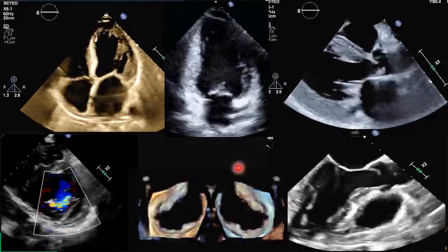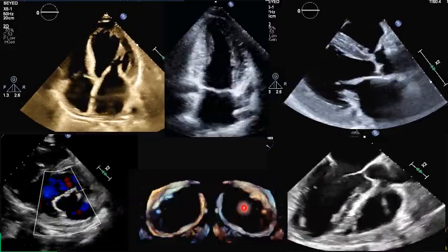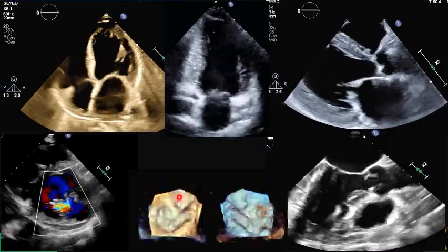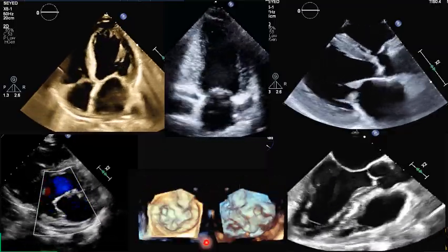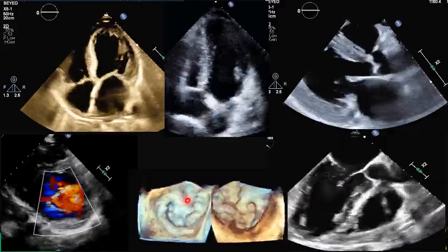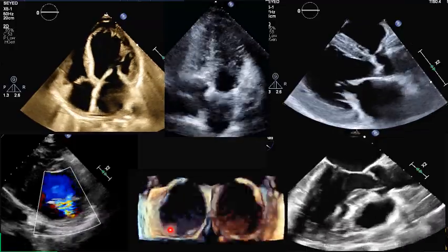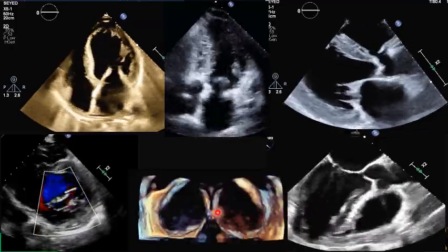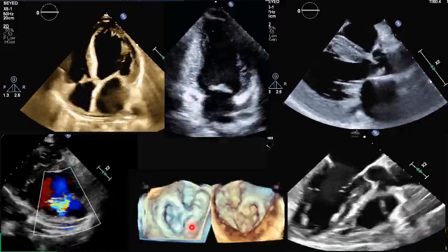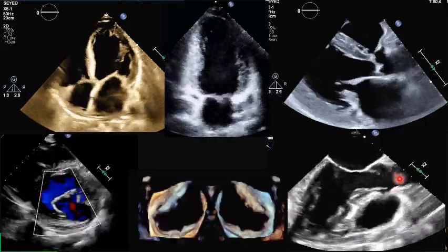Here is a classic typical 3D on TEE. You can see anterior and those scallops, and how much longer the anterior leaflet is, and the posterior how much narrower but wider, narrow and long. Two thirds of the mitral valve annulus belongs to the posterior, but the width is very narrow. Those scallops, you can see here.